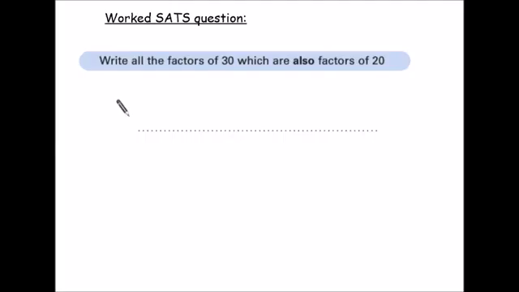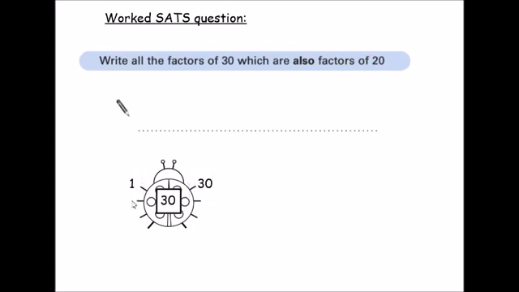So let's look at a worked stats question together. This is something you might get at the end of Year 6 stats. The question says, write all the factors of 30 which are also factors of 20. So I'm going to use our little bug to help us again. Let's write down the factors of 30. Always start with 1. 1 times 30 gives us 30.